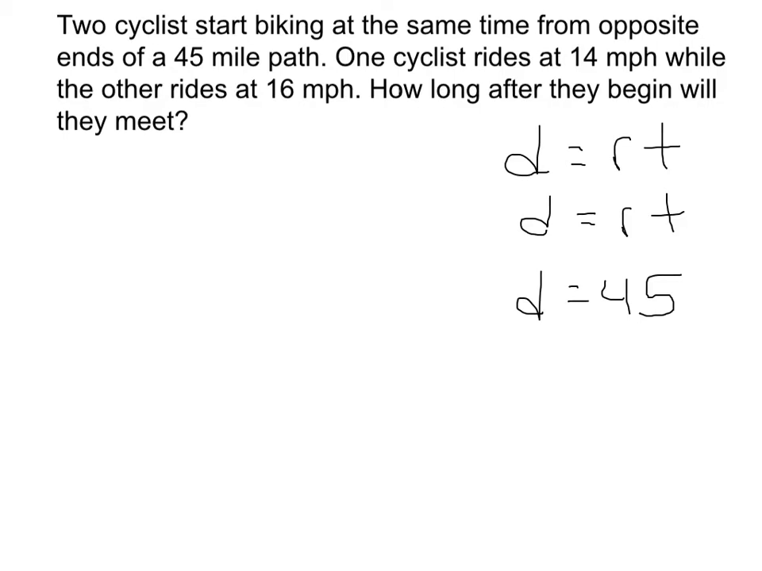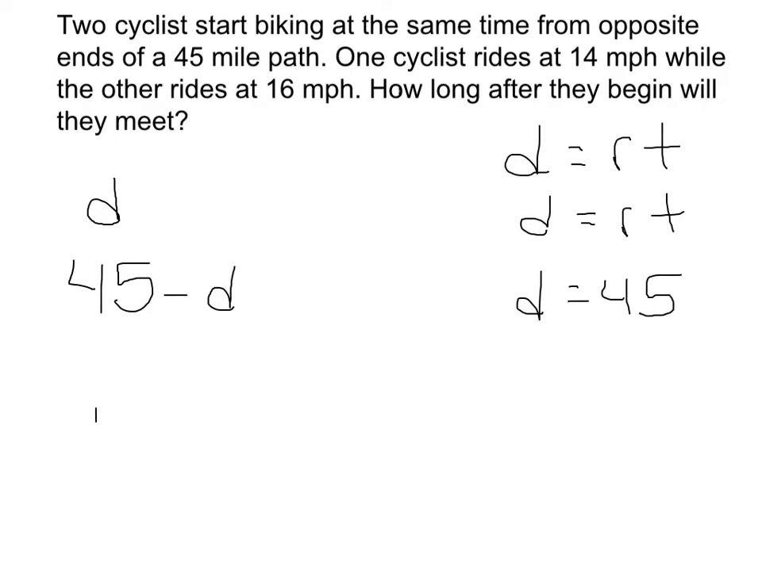But for cyclist 1, we're unsure how far they're going to go, so let's just call that distance D. And then the second cyclist is going to cover the 45 miles but minus what the first cyclist travels.